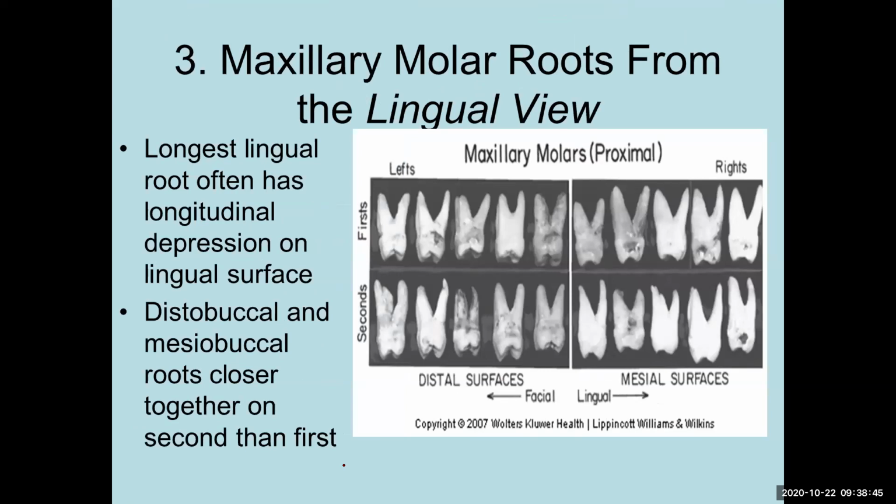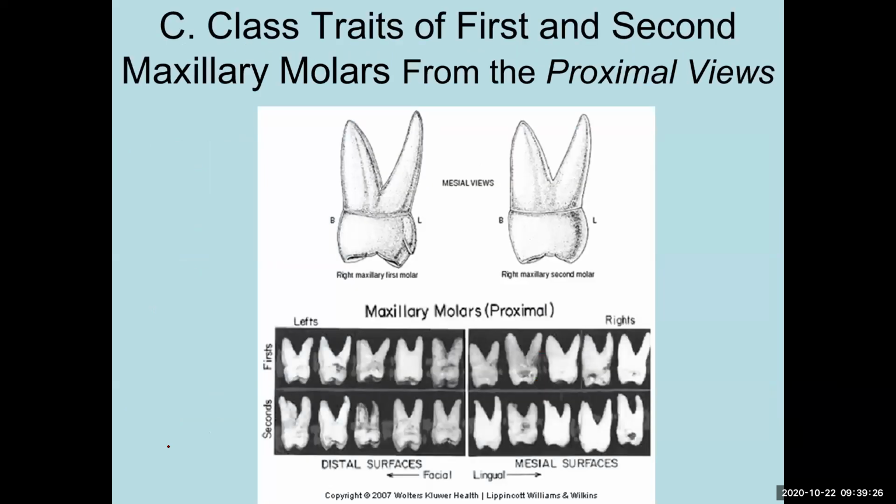So the distal buccal cusp is larger on the first molar than it is on the second molar. When we're talking about the roots, the distal buccal and the mesiobuccal roots are closer together when compared to the first molar. So you can tell that this is the distal because the mesial is longer. This is the distal because the mesial is longer, right? The mesial is always longer.